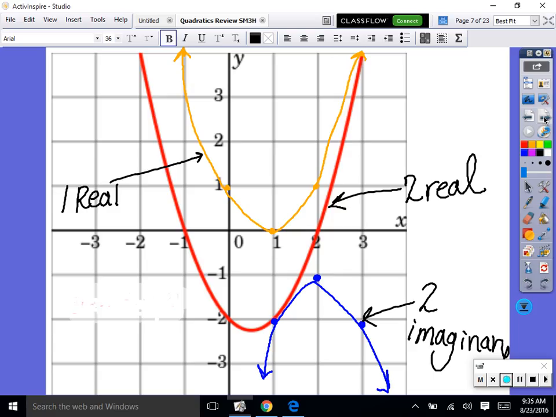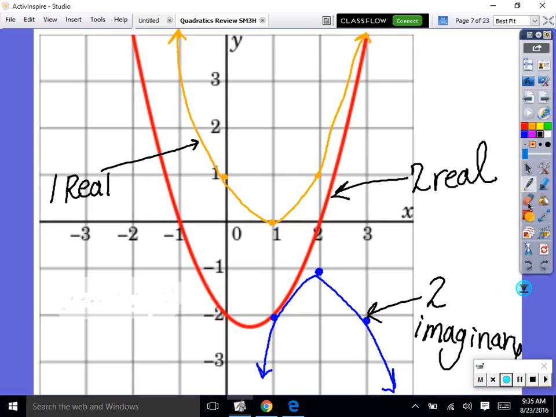The red parabola is an example of when we have 2 real solutions because it's crossing the x-axis, crossing the real number line here. This orange parabola, notice how it comes down, touches once, and bounces back up. It's touching the x-axis once, but technically this parabola is x minus 1 times x minus 1. So we would get x equals 1, x equals 1, right? So if we solve, we would get x equals 1 twice.